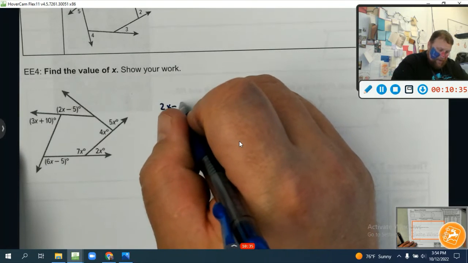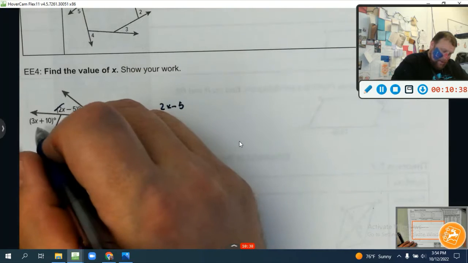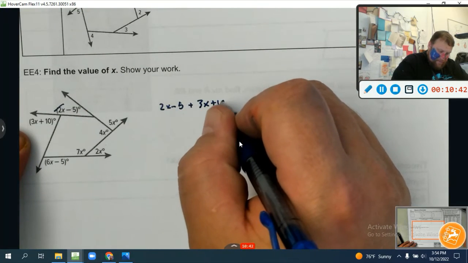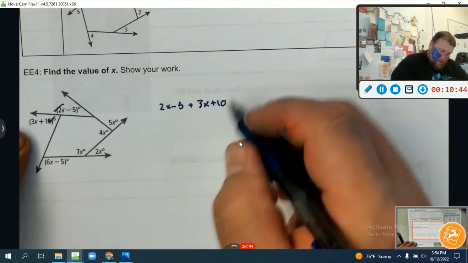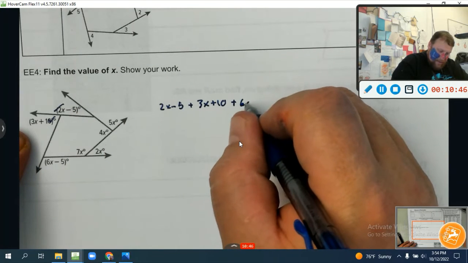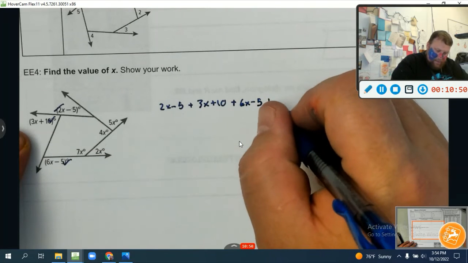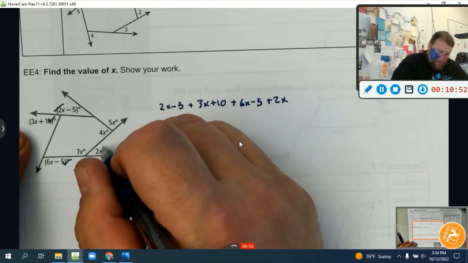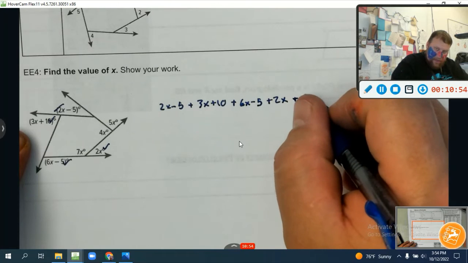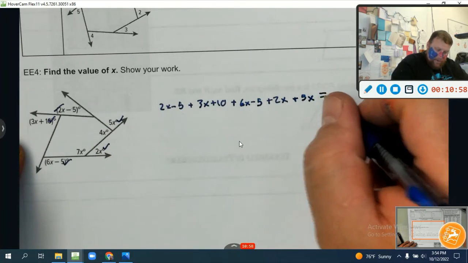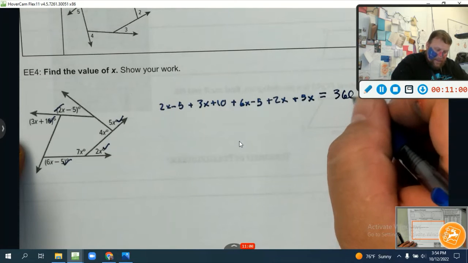2x minus 5. Check. Plus 3x plus 10. Check. Plus 6x minus 5. Check. Plus 2x. Check. Plus 5x. Check. Equals 360 degrees.